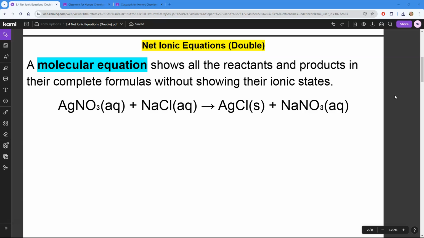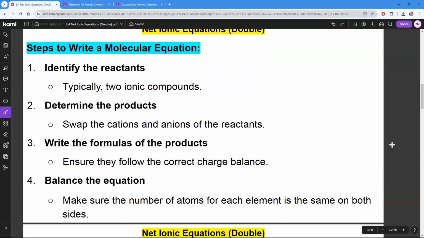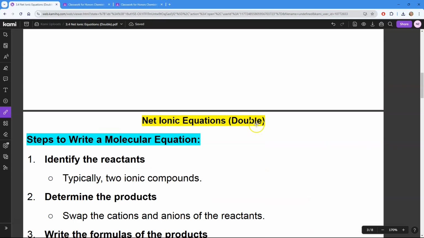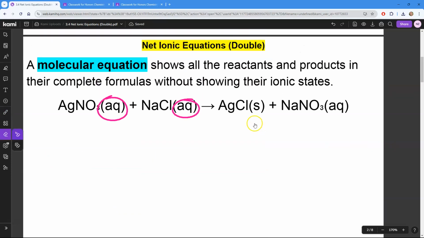All right, so every equation that we've written so far has been a molecular equation. With a molecular equation, we have reactants and products and all of their states, just like that. Okay, so that's a molecular equation. A net ionic equation we'll talk about in a second, but let's just quickly review how to write a molecular equation. So first we identify the reactants, and on our left hand side we have silver nitrate and sodium chloride.